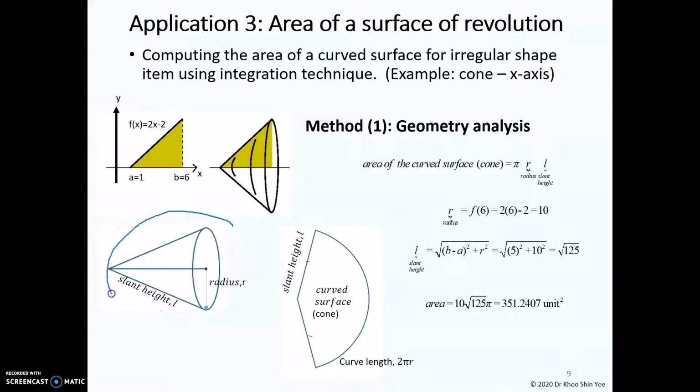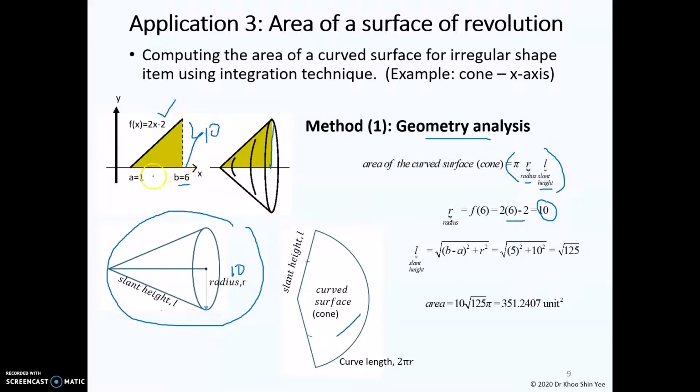In this example, you have a cone and you are going to find the curved surface like this. So we can find this by using the geometry analysis, which is given by this formula. And you need the radius and the slant height. So the parameter is given here, where you can see the radius here is equal to the function here when you substitute b equal to 6. So when you substitute 6 inside this function, you should obtain the radius equal to 10. So here you can write it, your radius is 10 here. 6 minus 1 gives you 5. So here is your slant height.